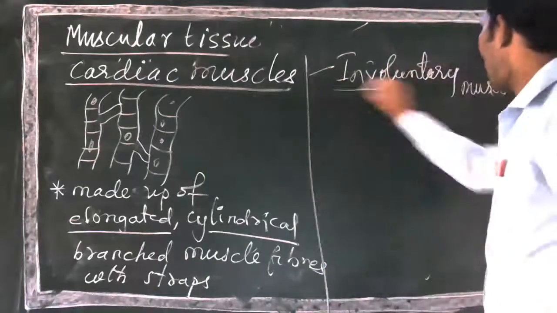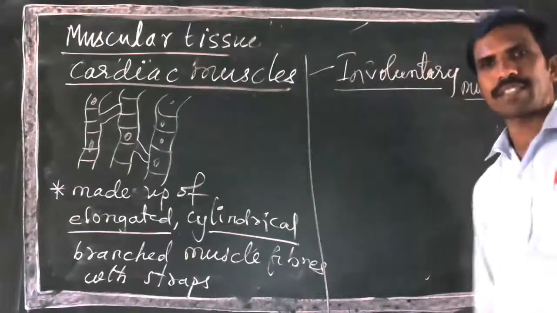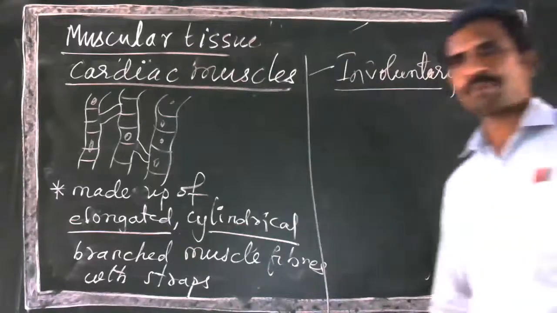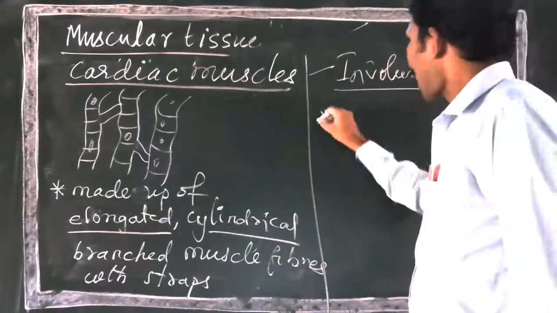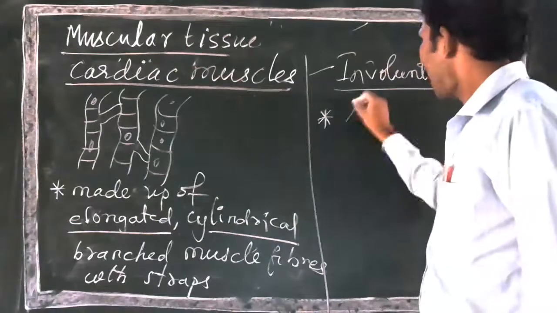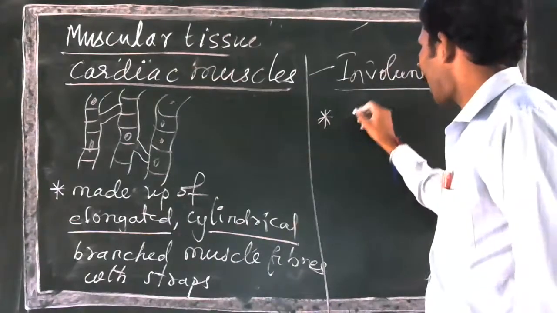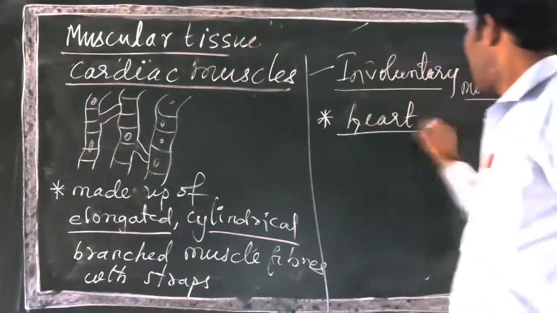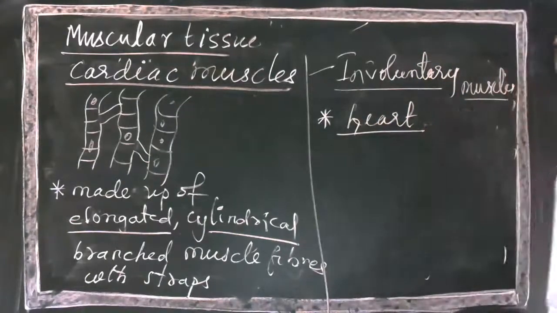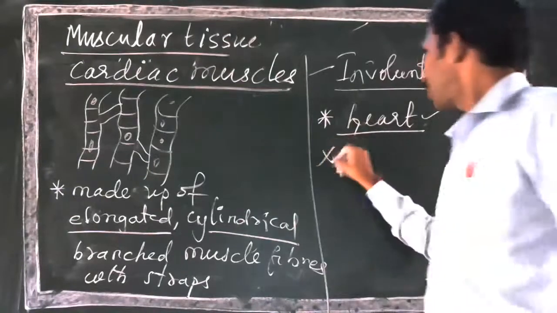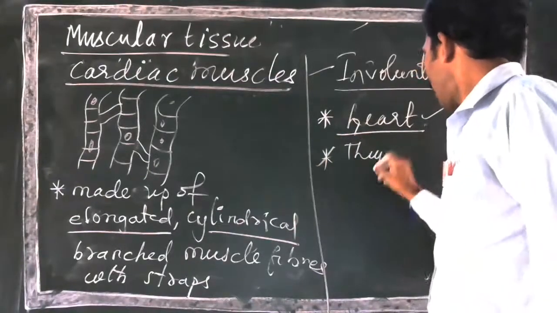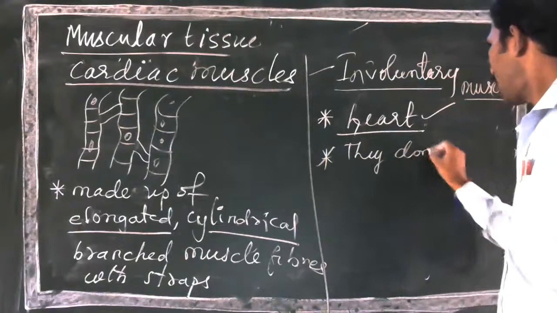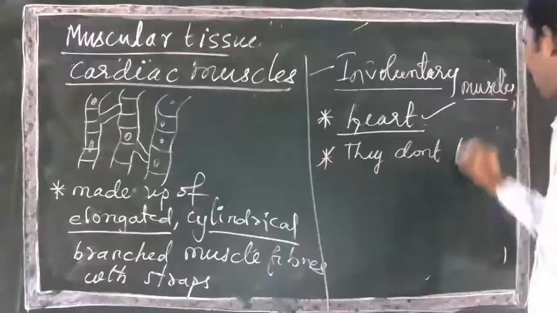So I told you it controls all the involuntary activities. For example, cardiac muscles are present especially in the heart. They are present only in the heart. Actually, these do not fatigue.